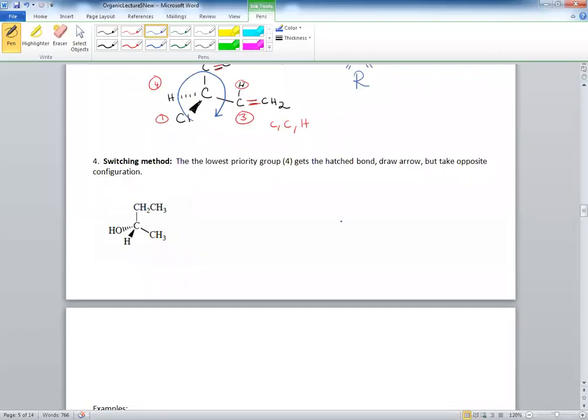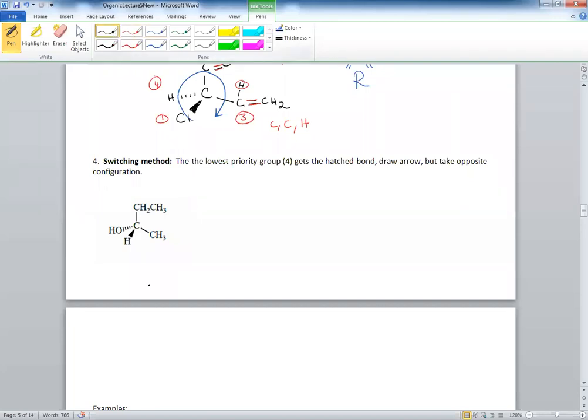The switching method is really a gift to you. It may look confusing at first, but you will soon realize how helpful this trick is. What do we mean by that? Well, when you assign priorities, you will have to go from 1 to 2 to 3. But we may have a case where group 4, the lowest priority, is not in the back.